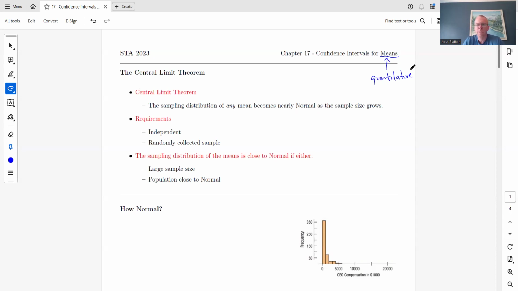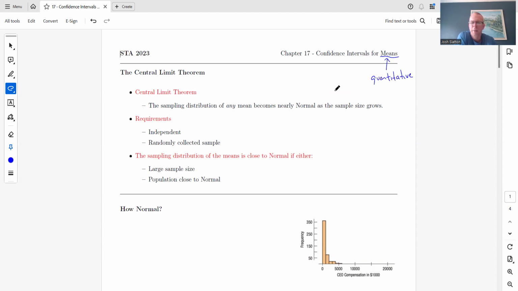So we'll start with the central limit theorem. And the central limit theorem says that the sampling distribution of any mean becomes nearly normal as the sample size grows. And so it doesn't matter what the population data looks like. If you're taking samples, and this goes back to what we talked about in chapter 16, where you take many samples and you get, in this case, the mean of the sample, and then you plot those sample means on a histogram, then as the sample size increases, or the bigger the sample is that you are taking over and over again, the closer that sampling distribution will be to normal.